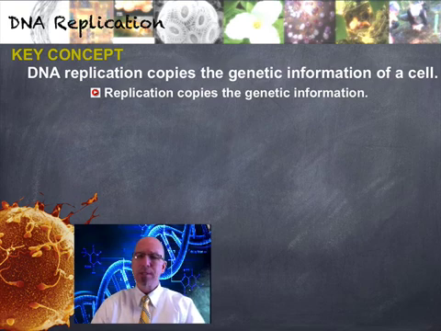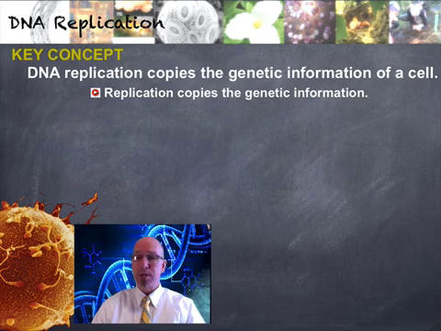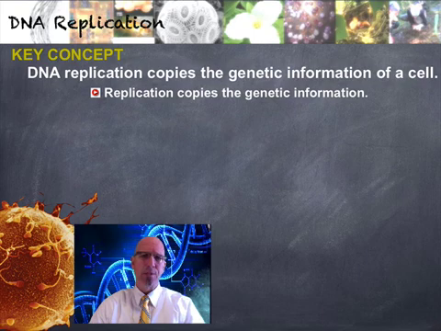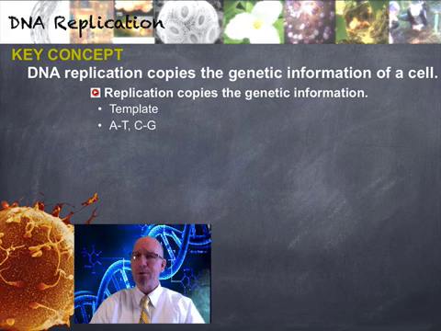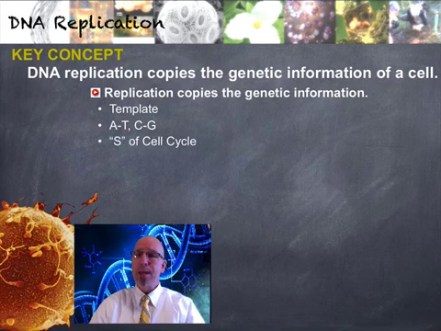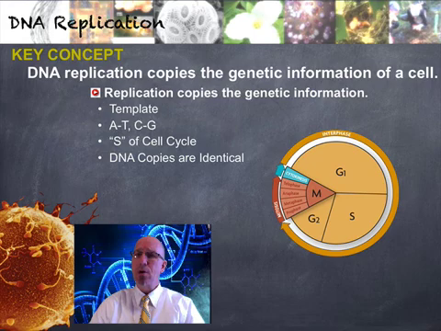So DNA makes an exact copy of itself when cells divide. And so we're thinking about mitosis, cells making more cells, either for repair or growth or whatever reason that cells are dividing. So DNA acts as a template, it's a pattern. So the same rules, the A's and the T's and the G's and the C's, have to match up. It happens in the S of the cell cycle, and the DNA copies are identical.